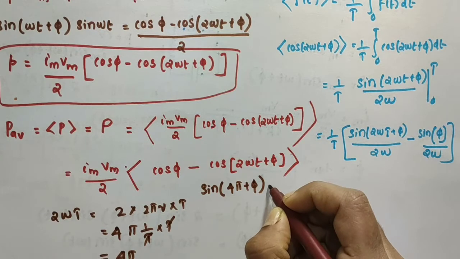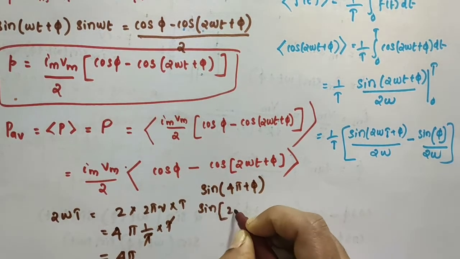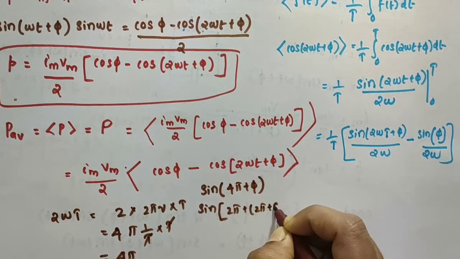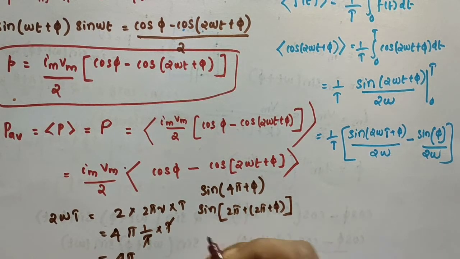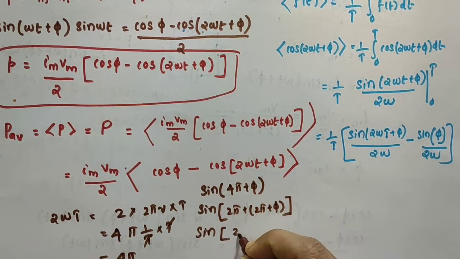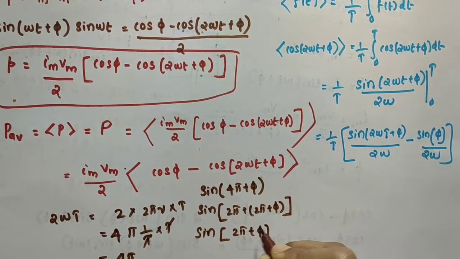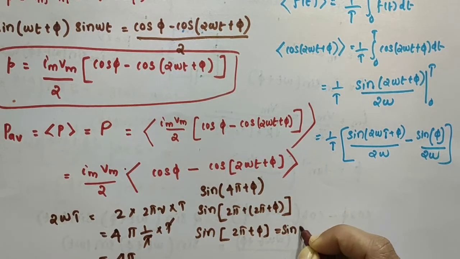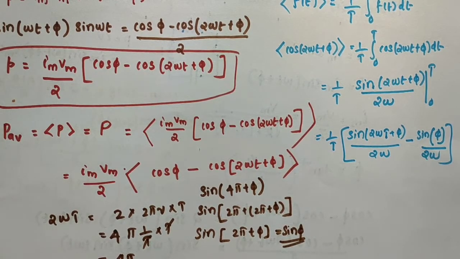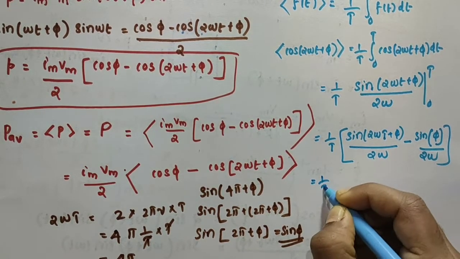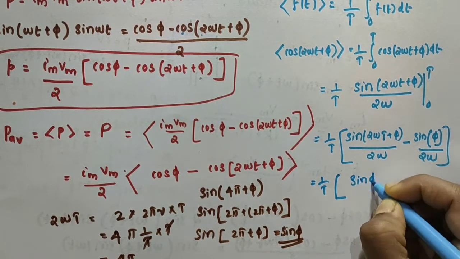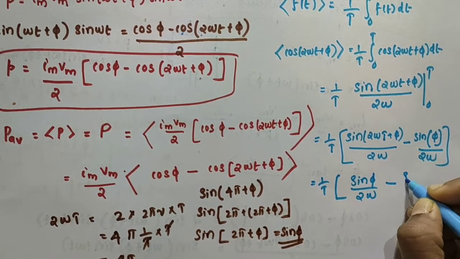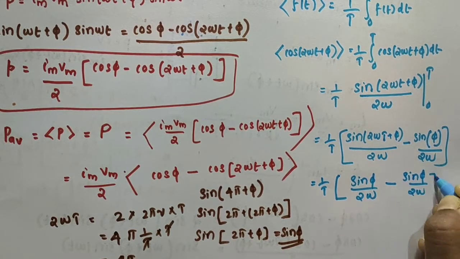That is actually what? This can be written as sine of 2 pi plus phi, no. Sine of 2 pi plus theta will be sine theta. So this can be written as sine of 2 pi plus phi. Then sine of again 2 pi plus phi will be sine phi. So when we apply this here, we get 1 by T into sine of 2 omega t plus phi is sine phi divided by 2 omega minus sine phi divided by 2 omega.